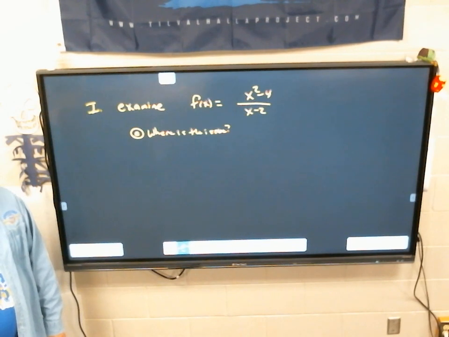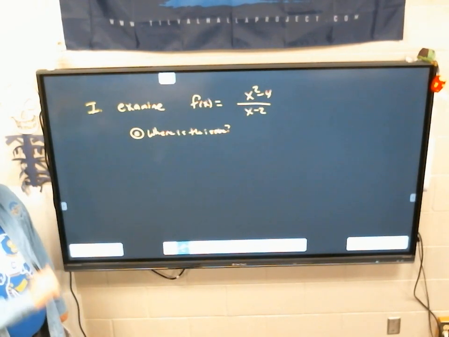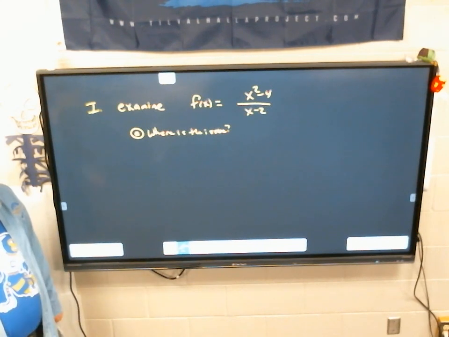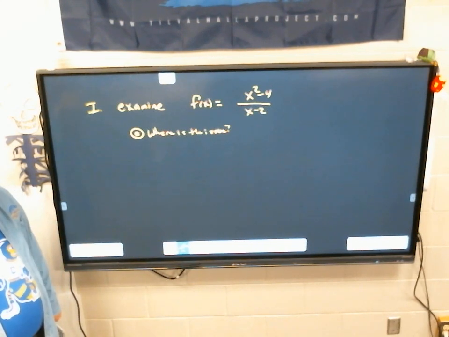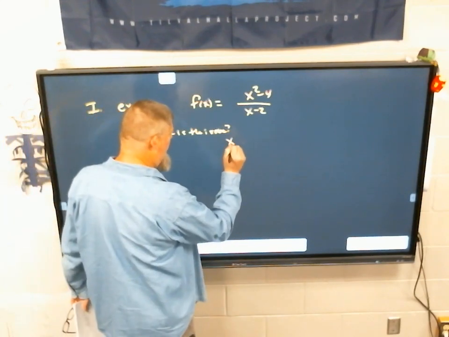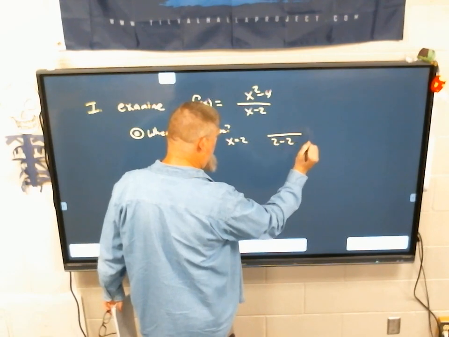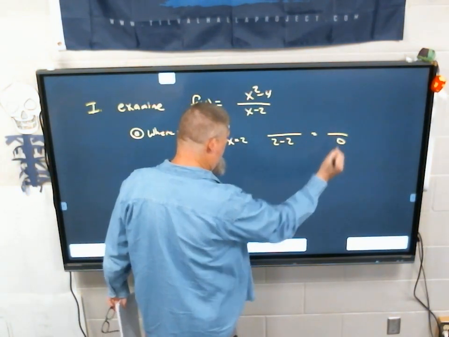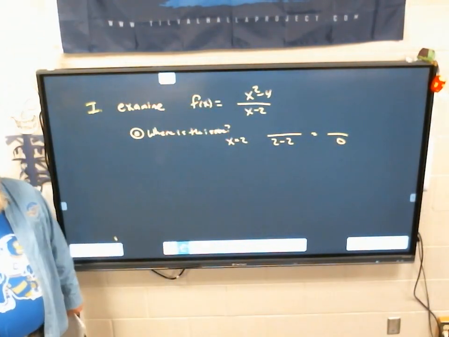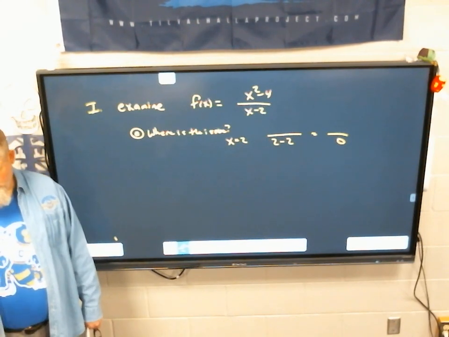In fact, we had a teacher who used to call these no-nos. What's it called? The denominator. And what value in the denominator causes the problem? X equals 2. Because if x equals 2, my denominator is 2 minus 2, which equals 0, and I can't have 0 in the denominator. So x equals 2 is my problem location.